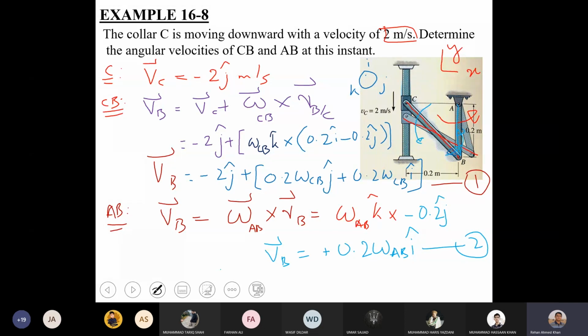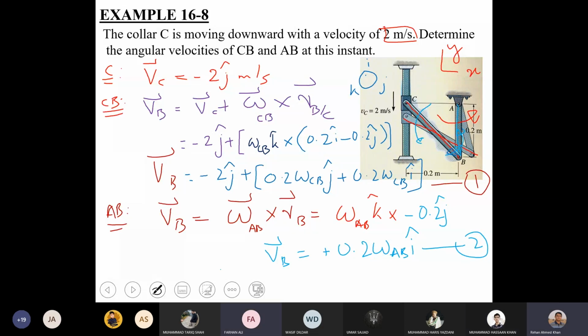In one we found it with respect to length CB, and in the other with respect to length AB. But since point B is a common point connecting those two lengths, it should have the same absolute velocity. It means that equation 1 and equation 2 can be equated, isn't it?